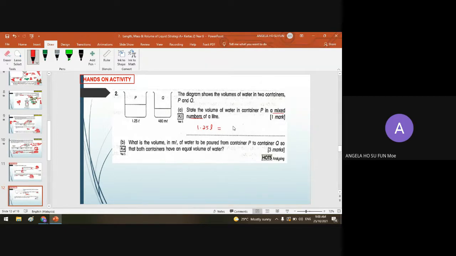Mixed number means that there is one whole number, and on the other side is a fraction. That is what you call a mixed number. I repeat again. A mixed number means that on your left hand side there will be a whole number, and on your right hand side there will be a fraction. Anyone can try out?